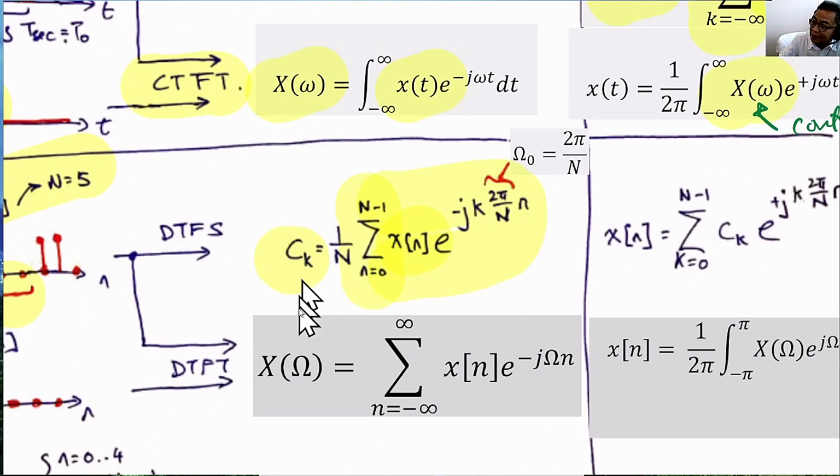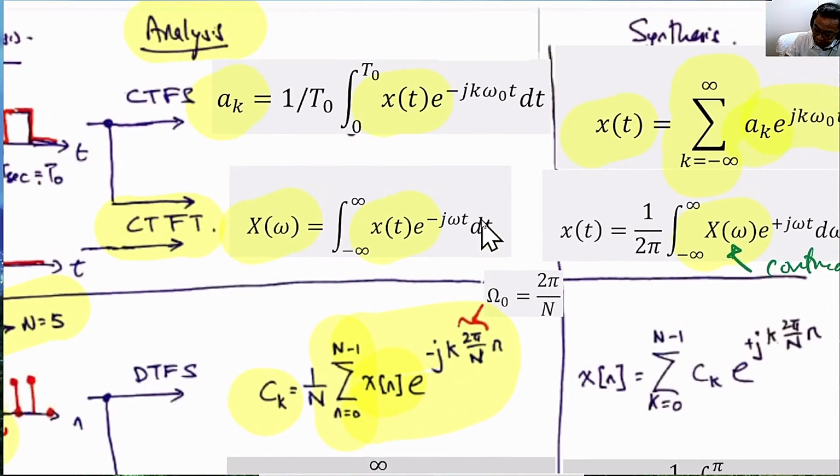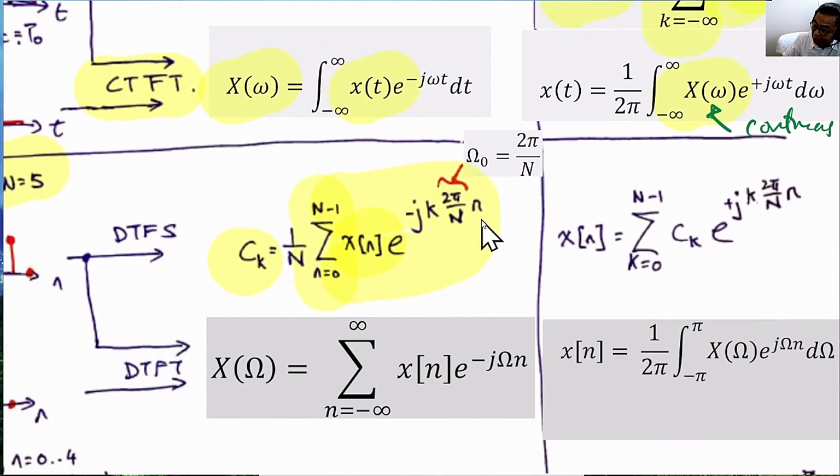Now, once you have analyzed this, the ck represents the signal xn in the frequency domain. The frequencies are k omega naught. So it is a very similar idea to the continuous time. Later on, you'll realize that this 2 pi over N, to distinguish from the continuous time, we'll use big omega naught, which is 2 pi divided by N.